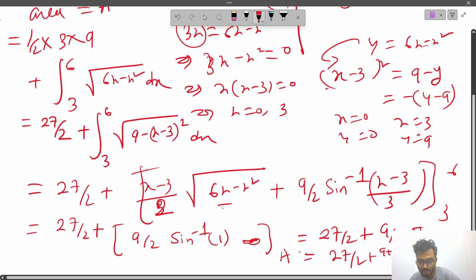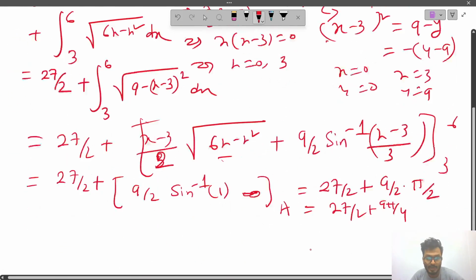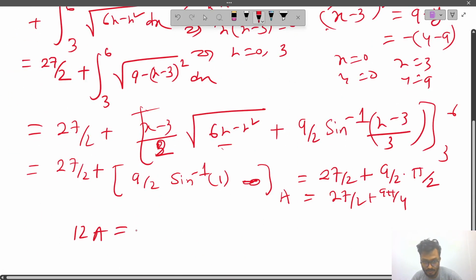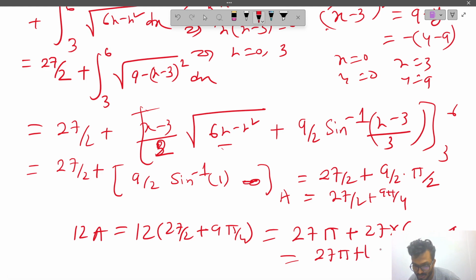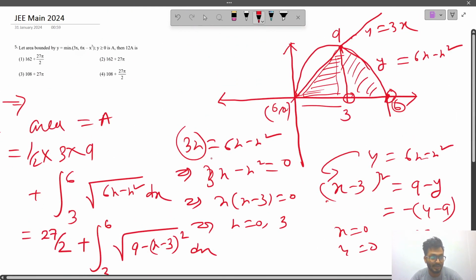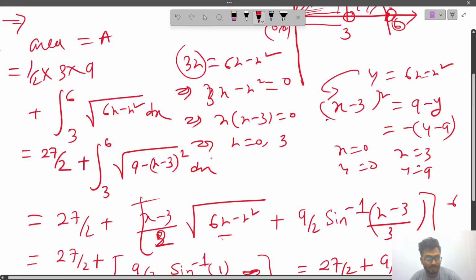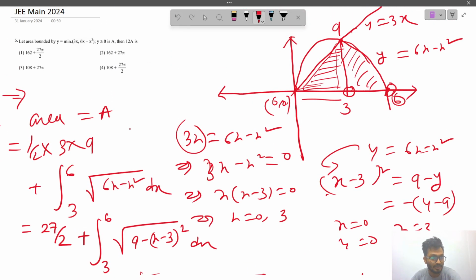This is our a. What we have to find is 12a. So 12a equals 12 into (27 by 2 plus 9 pi by 4). So this will be 27 pi plus 27 into 6, so this will be 162 plus 27 pi. So the second option will be the correct option, right?